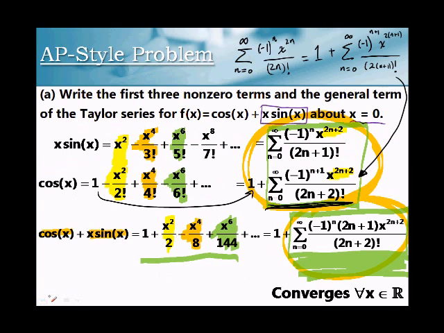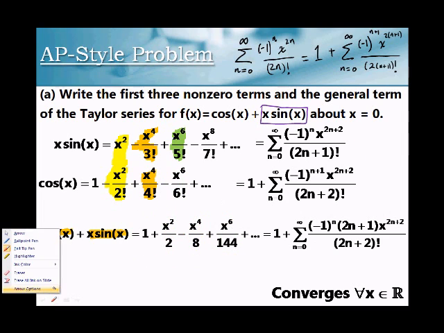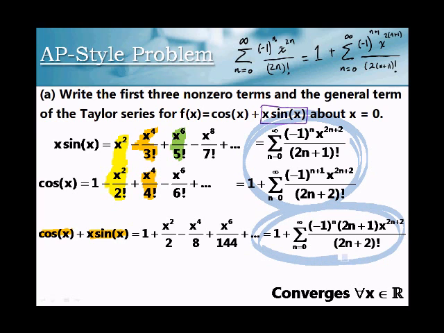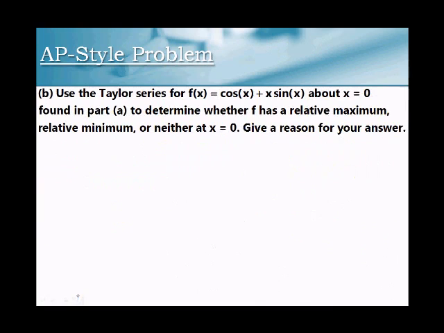So there it is. I know this is all a mess right here, but I just want to remind you, really what we just did was we showed how to add the two sigma notations at the beginning to get this general term at the end. Okay, so that's part A, all taken care of. Let's go to part B.